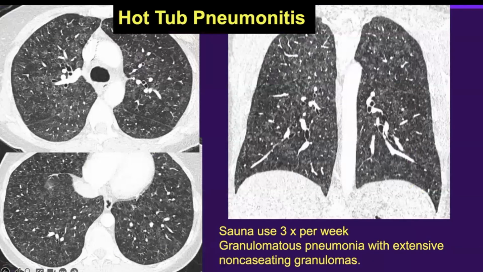So the last presentation is hot tub pneumonitis, in which there are multiple centrilobular ground glass nodules, as is seen with hypersensitivity pneumonitis. And notice how the ground glass nodules fail to touch the periphery of the lung. They are evenly distributed throughout the secondary pulmonary lobule, and in this case, the lung. And this patient had frequent sauna use and was diagnosed with nontuberculous mycobacteria and hypersensitivity pneumonitis.